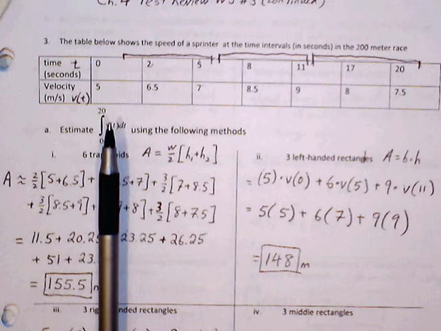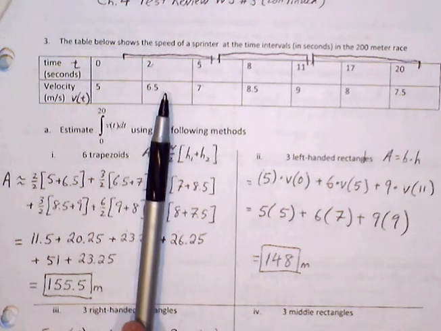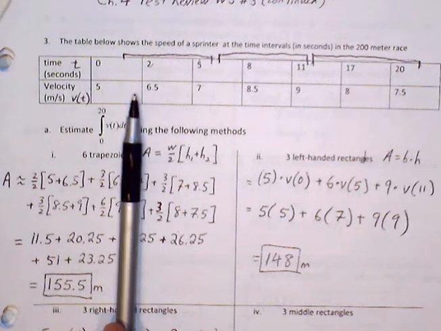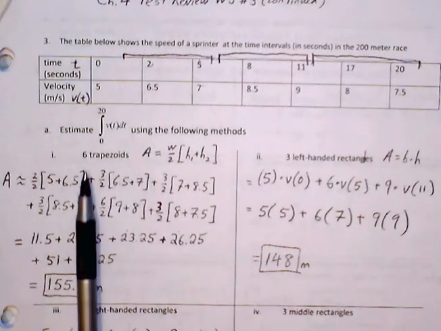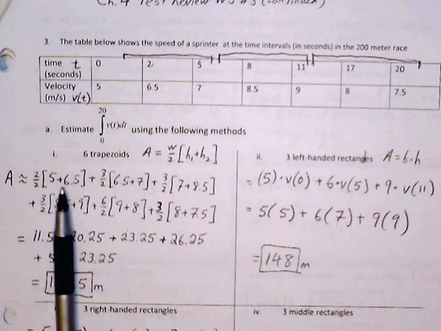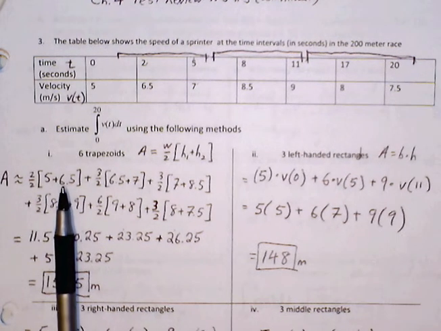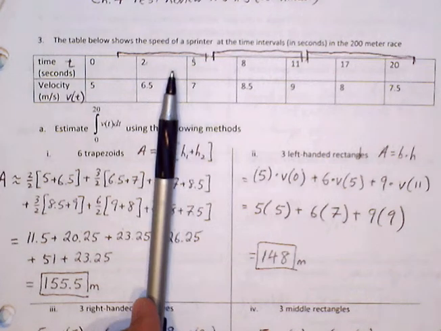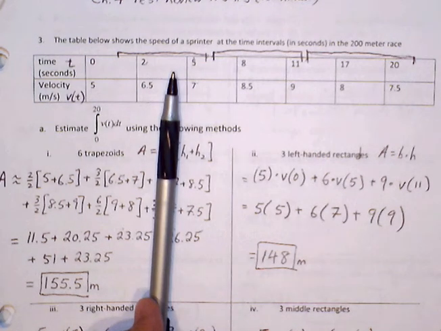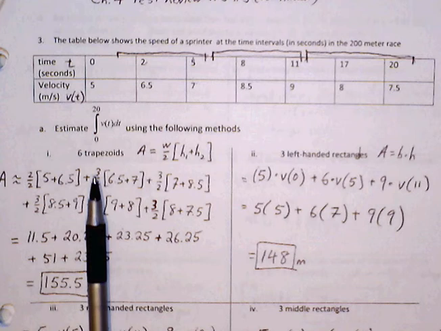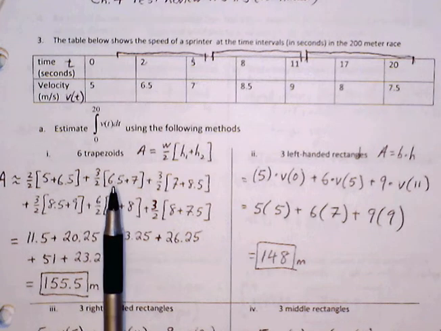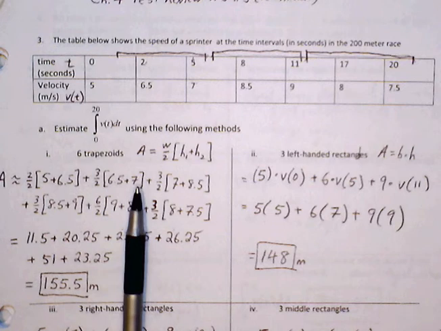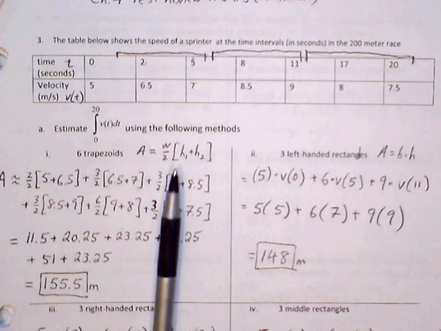The two velocity values, which will represent the heights, the y values of this graph, are simply 5 plus 6.5. So this is the area of my first trapezoid. My second trapezoid is between the interval of 2 and 5. So 5 minus 2 is 3. That's my width. So 3 divided by 2 times my two y values added together, 6.5 plus 7.